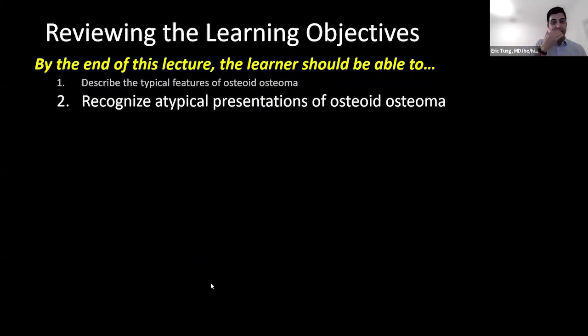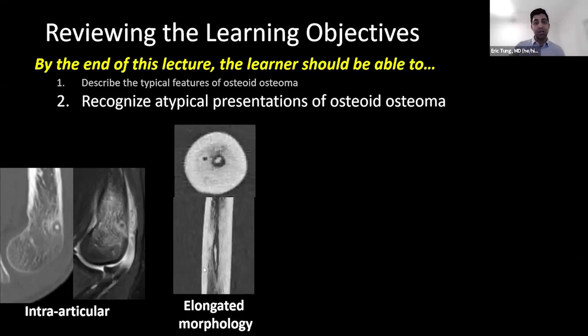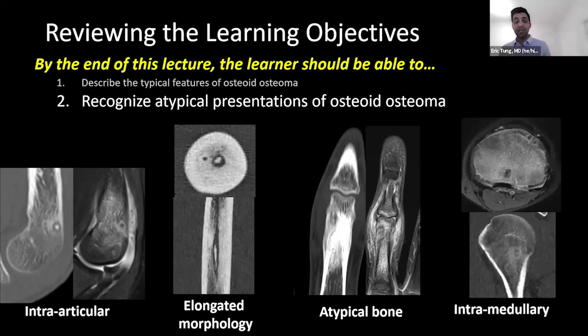We want to recognize some of the atypical presentations of osteoid osteoma. Some of the ones that we talked about were intra-articular locations, keeping in mind that those don't often have periosteal new bone formation. It can be quite tricky, just presenting with synovitis. Elongated morphology lesions: it's really important to give these dimensions to make sure that we're going to be treating these appropriately and using enough radiofrequency ablation probes. Atypical bones can be involved, not just the tibia, the femur, the lower extremity, but it can occur in any bone, including the hands and feet. And then intramedullary location: it does not have to be cortically based.